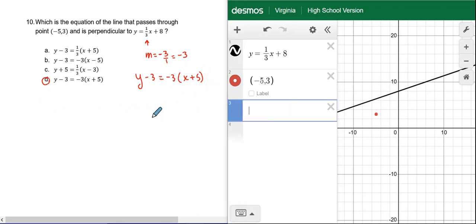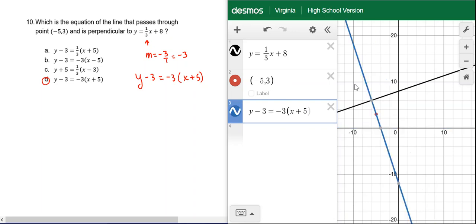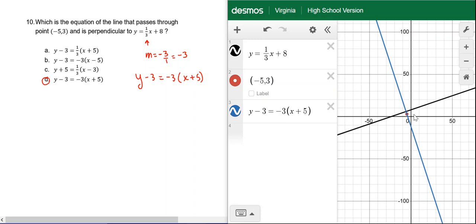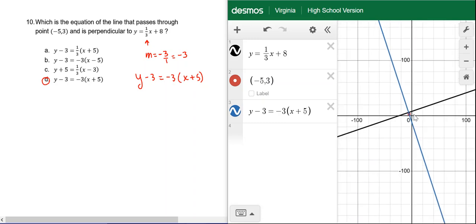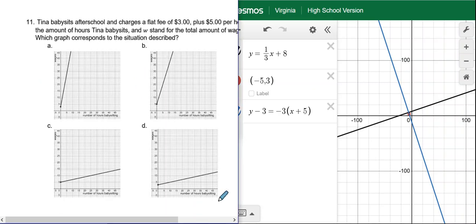Let's check our graph to see if it works. So y minus 3 equals negative 3 times x plus 5. There you go. It's very perpendicular, and then it goes through that point. Okay, that's that. A couple more.